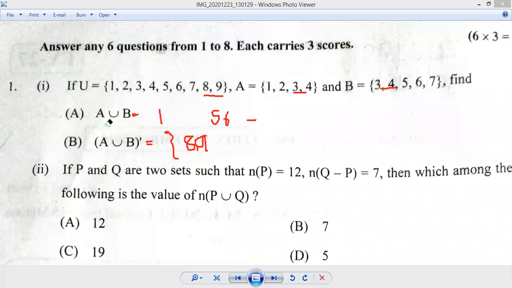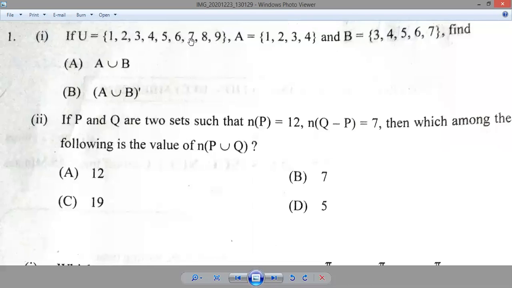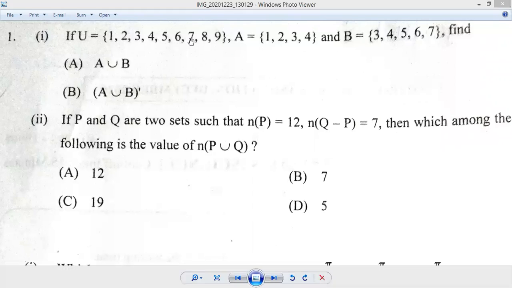So let me go to the next question. Before that, let me erase these lines. So the second part of the first question is two sets P and Q. The cardinality of P and Q minus P is given. So what is the value of the number of elements in the set P union Q?